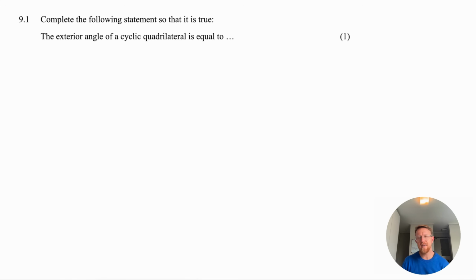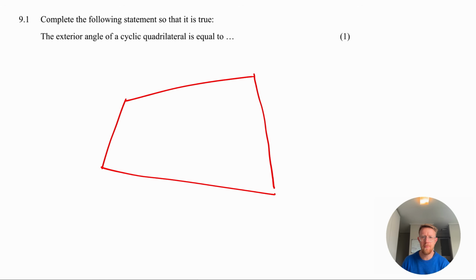Complete the following statement so that it is true. The exterior angle of a cyclic quad. Okay, so if we have a cyclic quad, something like that maybe, and we've got this exterior angle over here, and let's say it is 94 degrees, then the opposite inside angle will also be 94 degrees. So the exterior angle of a cyclic quad is equal to the interior opposite angle.